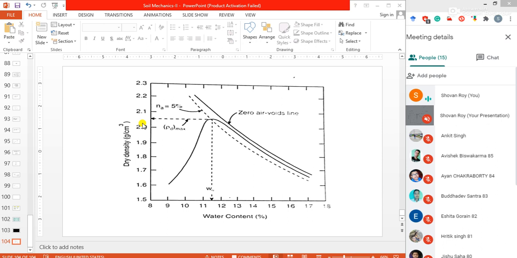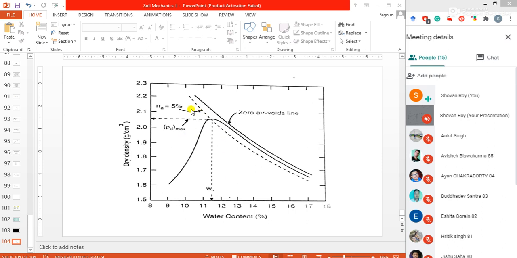Okay, so now this graph normally represents the relation between the optimum moisture content and the maximum dry density value. From this graph we can get the idea at which optimum moisture content the soil will give us the maximum dry density. Okay, those things are clear, and I already discussed them in the last class.